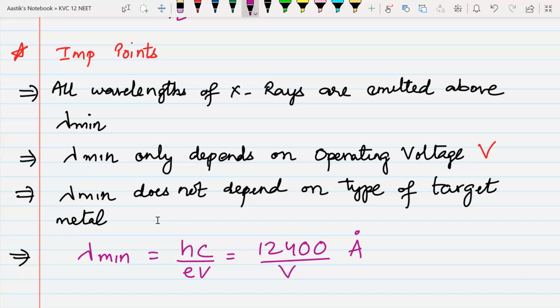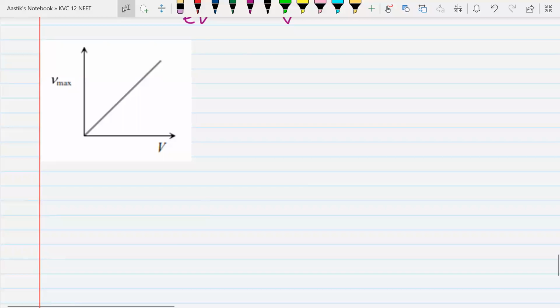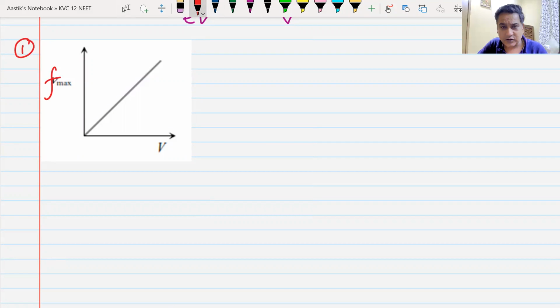Yes, sir. And this is the first graph. This is the graph between frequency max and V. And as you can see, frequency max is directly proportional to the operating voltage. Therefore, the graph is a straight line. Do we see this? Yes or no? Yes, sir. And this graph starts from 0.